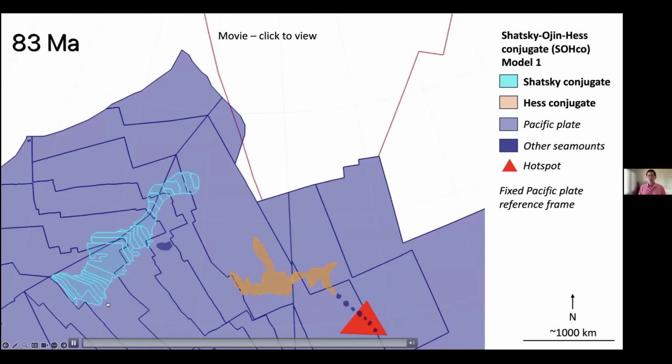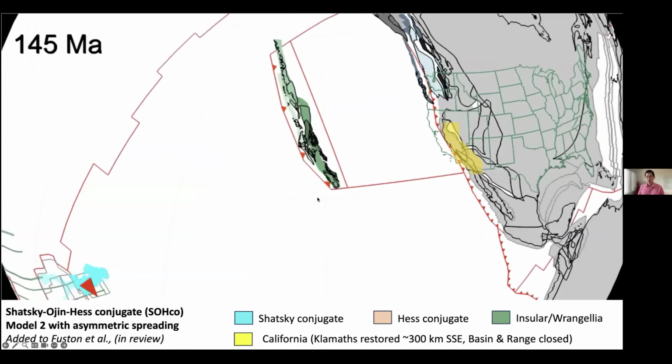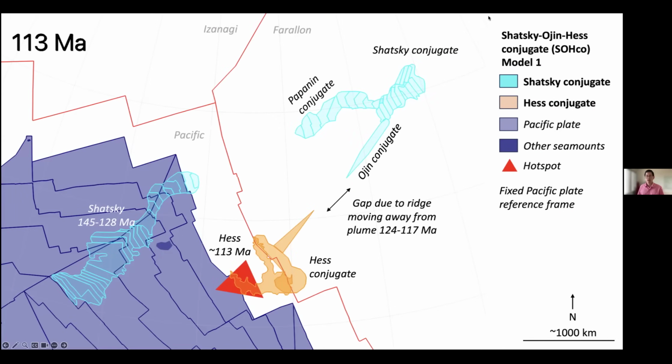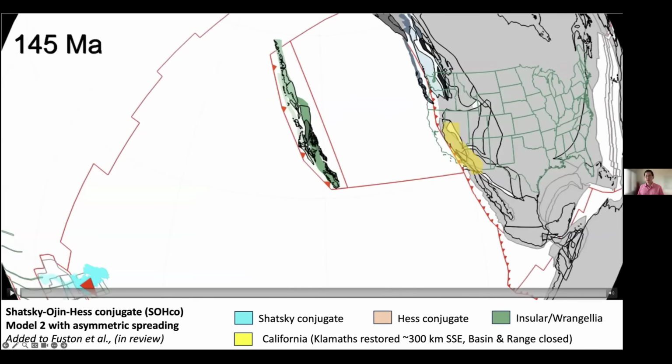Now, what happens to this material as it moves towards North America? So what we've created here is a Shatsky conjugate. This is from Ed Clennett's work, and a Papanen rise conjugate. And here's the Ojin conjugate track that would have connected the Shatsky and Hess rises. And the final part of Hess forms around 110, 113 million years ago. And this entire system is 3,000 kilometers long.